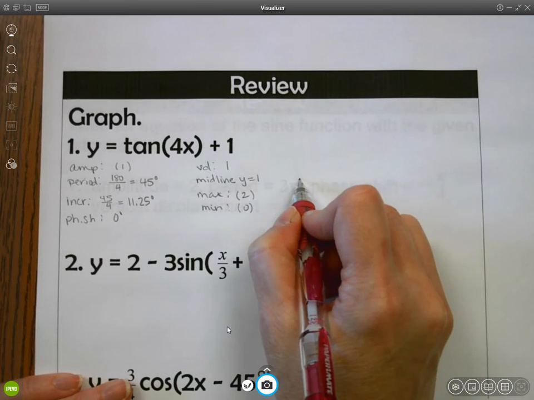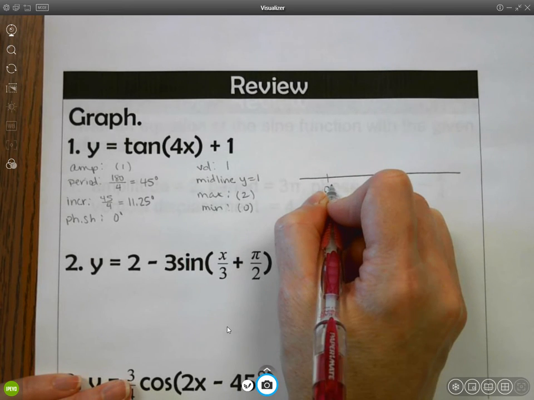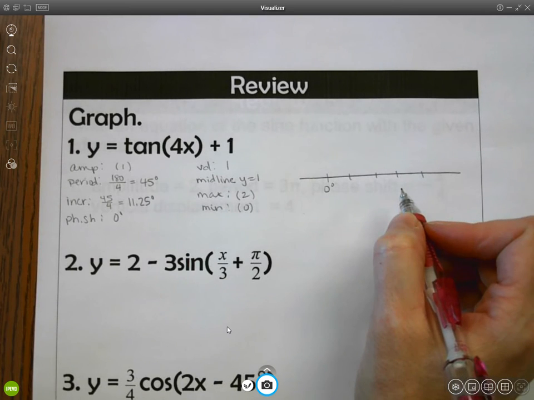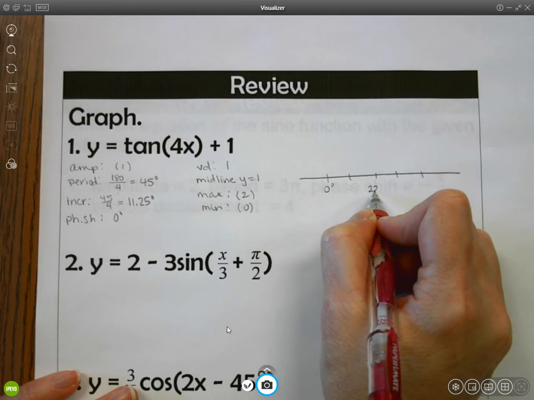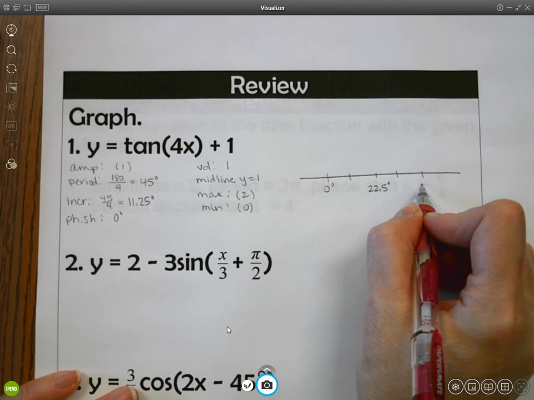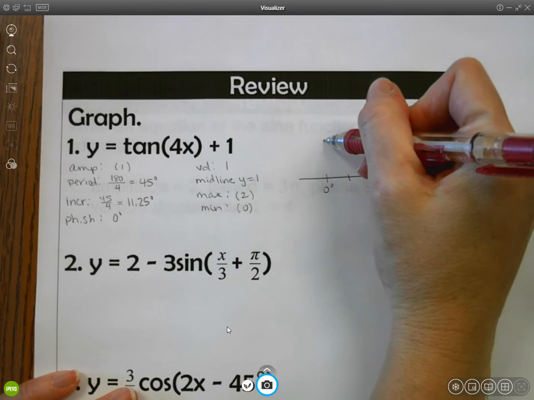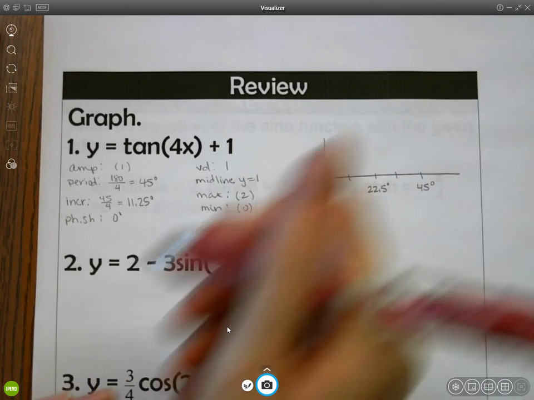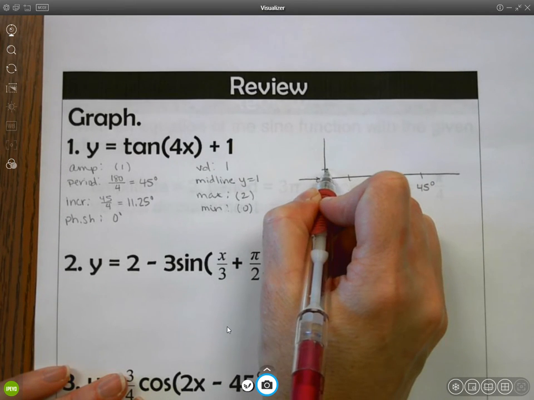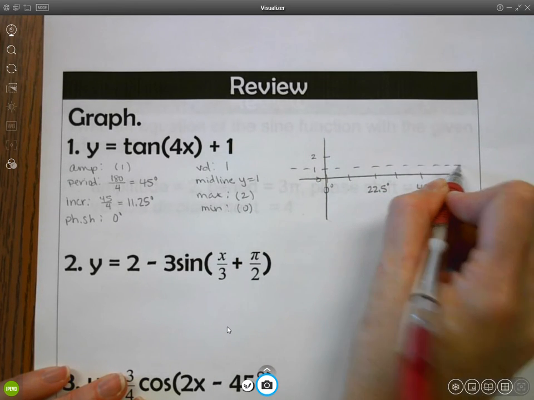All right, so make an x-axis. Start with 0. And you need 1, 2, 3, 4, and you're adding 11.25. So this would be 11.25, this would be 22.5. This would be 33.75, and then this would be 45. All right, so the y-axis goes through 0. We have 0, 1, and 2. Our middle is at the 1.